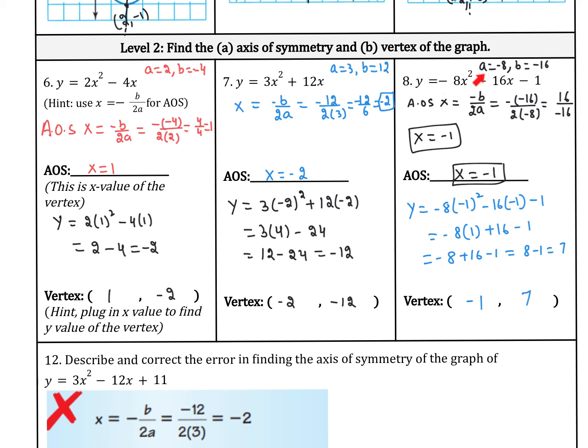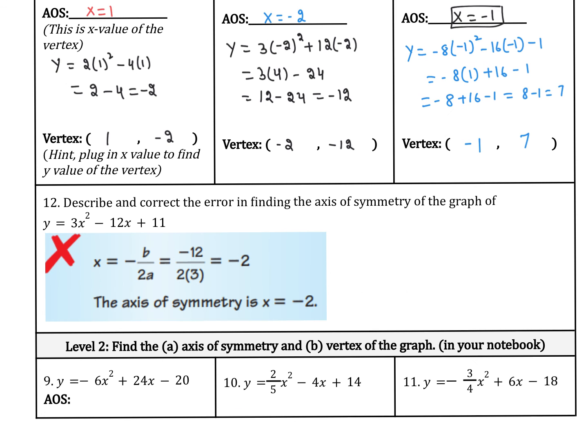For number 8, a is -8 and b is -16. The axis of symmetry is x equals -b/2a, that is the negative of -16 over 2 times -8. So 16/-16 is -1. Plug that in here. You get -8 times 1 plus 16 minus 1, and that's going to be -8 plus 16 minus 1, which is 7.